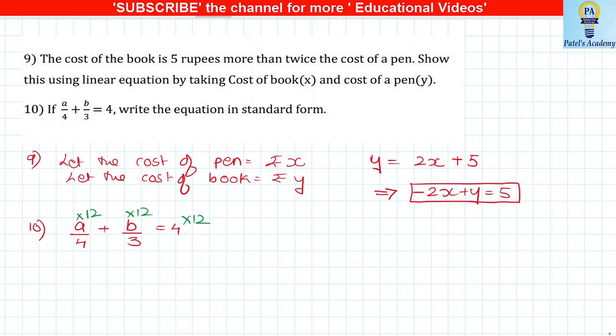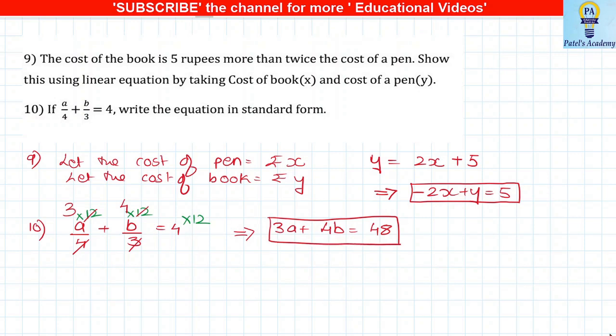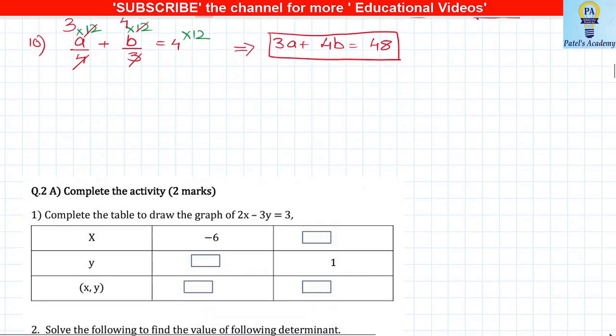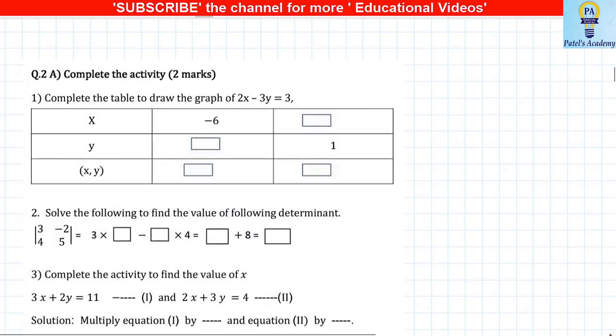So when I do that, 4 1s are 4, 4 3s are 12, 3 1s are 3, 3 4s are 12. So what I get is 3a plus 4b equals 12 into 4, that is 48. This is the standard form of the equation. So what we did is, we just got rid of the denominators. We removed the denominator. So students, with this we finished question number 1, A and B both.